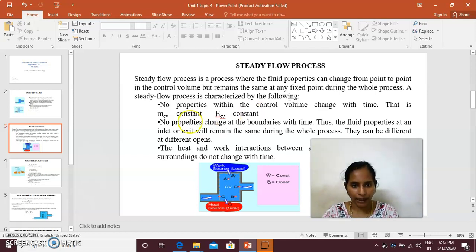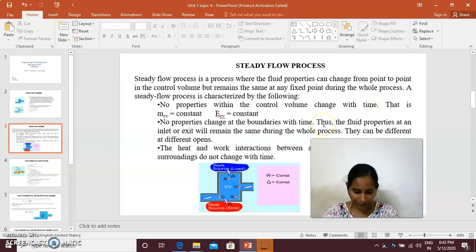With respect to time, the fluid properties should not change. They can change from one point to another point. They can change its position, but their properties should not be changed with respect to time. That is very important. Okay.